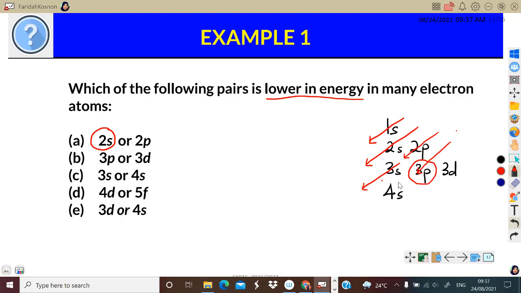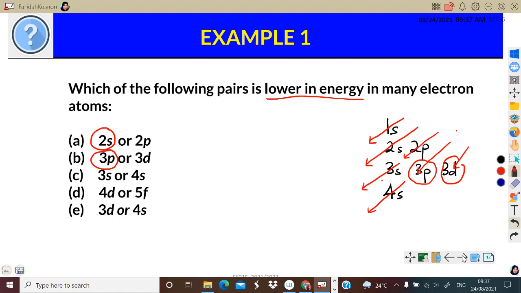Followed by 4s. Tapi dalam soalan B, dia tak tanya 4s. Lepas kita isi 4s, baru kita isi 3d. So, soalan tanya, between 3p and 3d, which has lower energy? So, the answer is 3p. Okay, so the rest you boleh buat sendirilah.